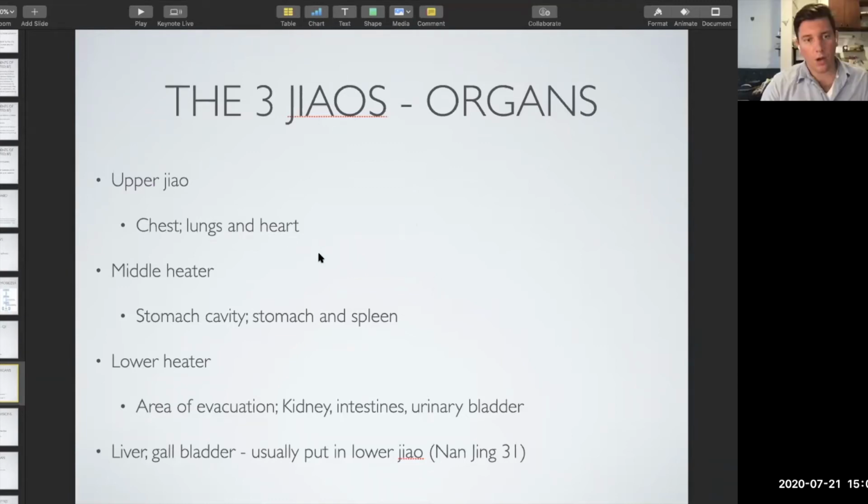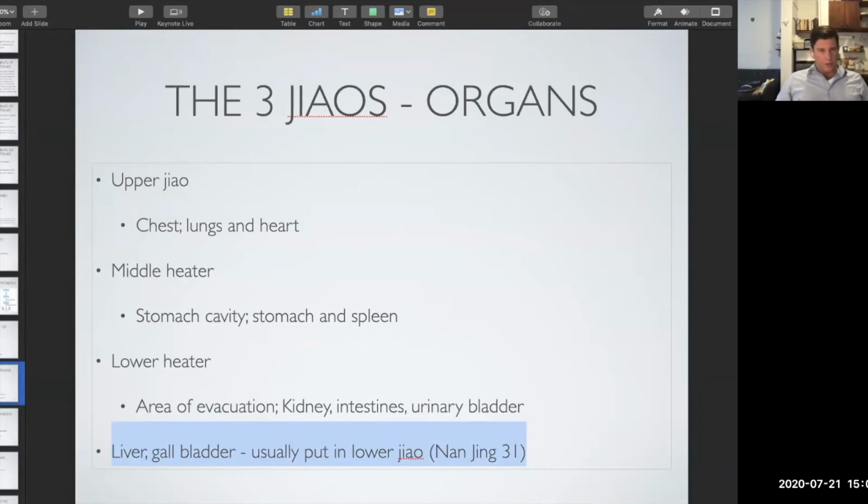Okay, so we've got the upper jiao, middle jiao, and lower jiao. Should probably be consistent. The interesting thing here is that the lower jiao is from the navel downwards, yet the liver and gallbladder are usually talked about as being in the lower jiao.